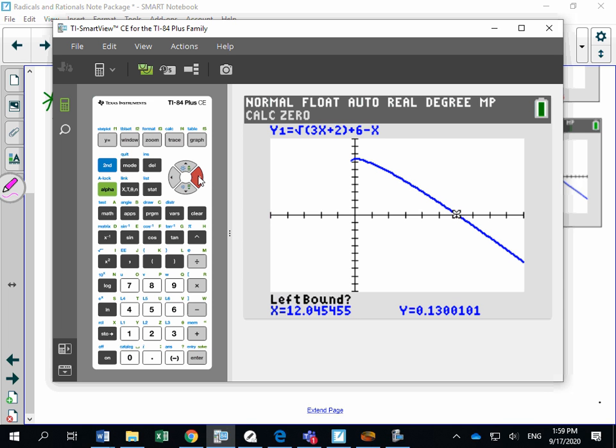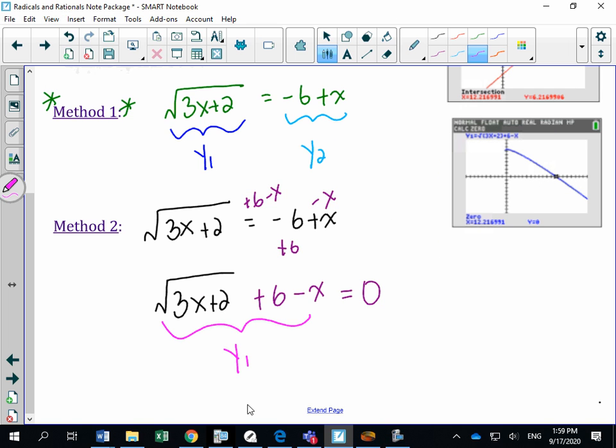So I'm looking for, well, what is that value there? It wants me to go left of the 0, so hit your left button. Then it wants me to go right of the 0, so hit your right button, and you're going to be below the 0. And then guess is enter. And look at that, we got the exact same answer, 12.2. So x is equal to 12.2.